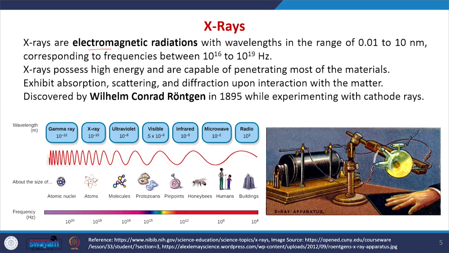Let us see what X-rays are. X-rays are electromagnetic radiation with the wavelength in the range of 0.01 to 10 nanometer. And these X-rays possess high energy and are capable of penetrating most materials. You can see this is the first X-ray apparatus used by Röntgen in 1895 while experimenting with cathode rays, and these X-rays can exhibit absorption, scattering and diffraction upon interaction with matter.